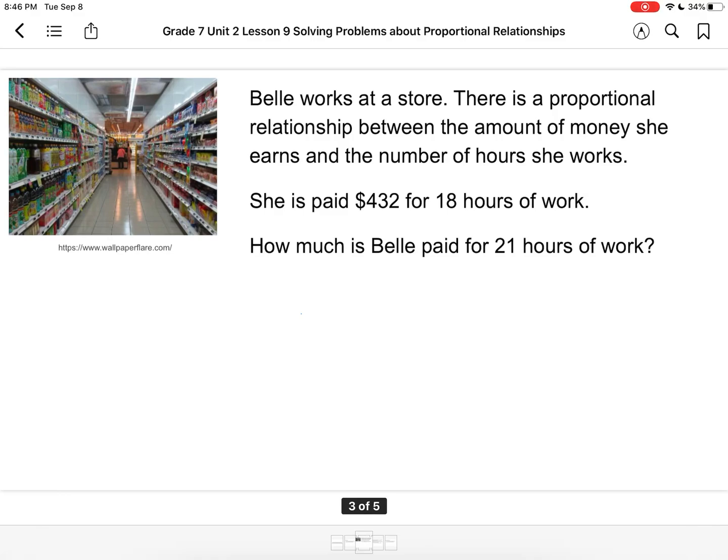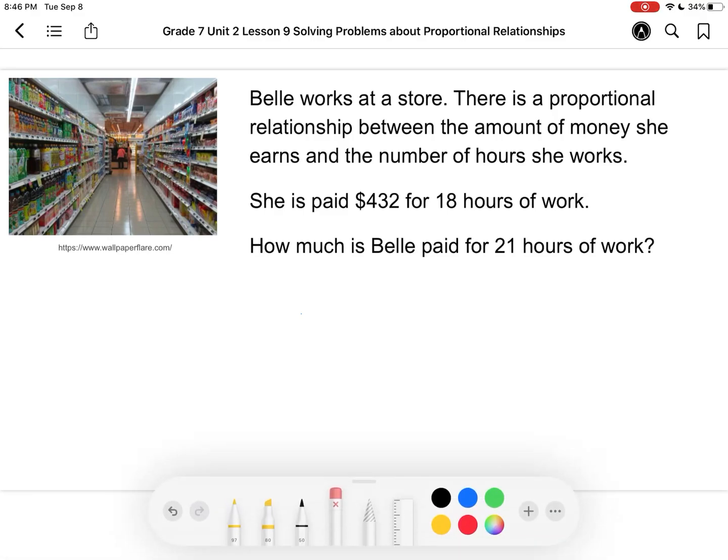In this problem, we're told that an employee named Belle works at a store and that there is a proportional relationship between the amount of money she earns and the number of hours she works. So I'm going to set up a table first to solve this problem. There's the number of hours and the amount of money that she earns. Set it up like this. And my hours are going to be x and my earnings will be y.